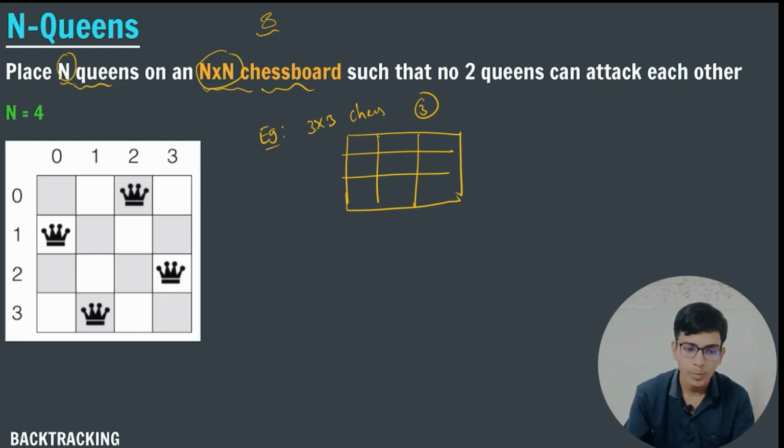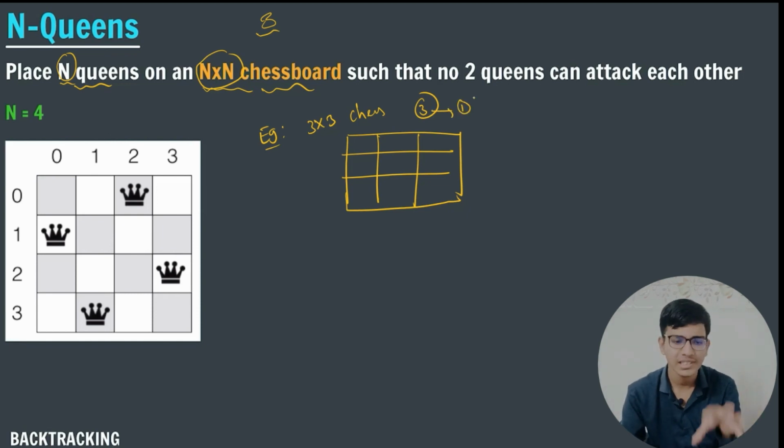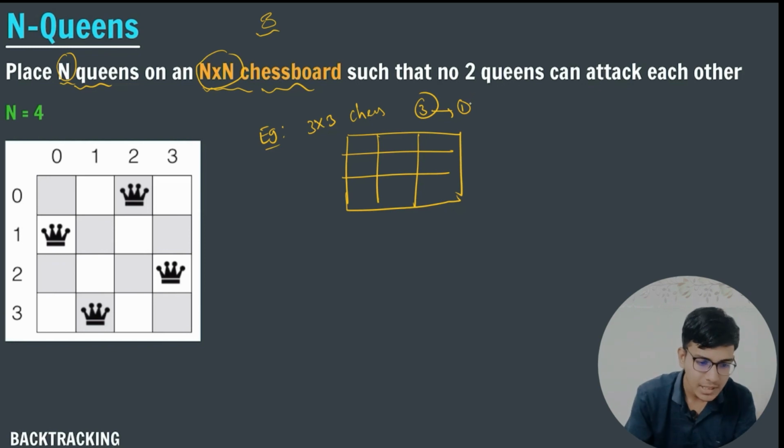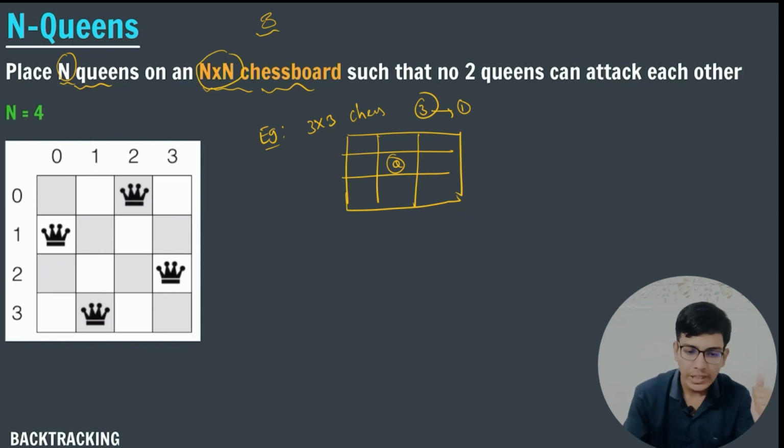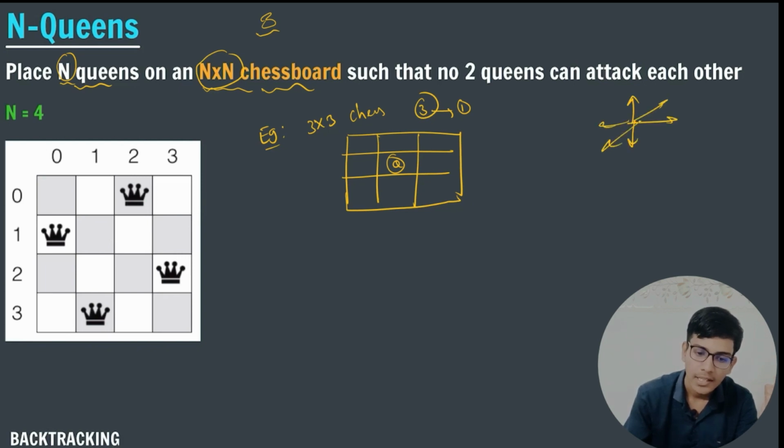Got my point. Now suppose I have taken one of these 3 queens and placed it here. If you don't know chess, there's no need to worry. The queen's moves are: it can move up, down, horizontally, and diagonally up and down. So if I put my queen in the center of my chessboard, then it can move up, down, here, here, and diagonally also.